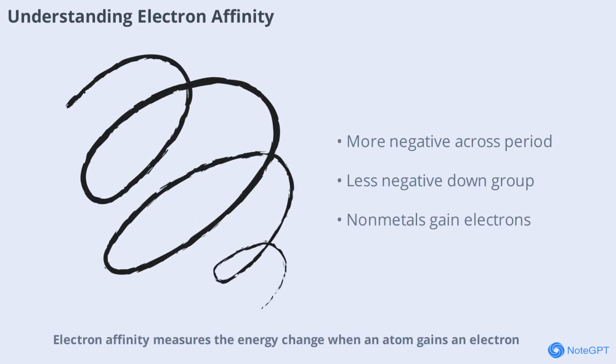Electron affinity measures the energy change when an atom gains an electron. Generally, electron affinity becomes more negative across a period, indicating a greater tendency to accept electrons. Down a group, electron affinity becomes less negative, as added electron shells reduce the attraction between the nucleus and incoming electrons. This property is particularly important for understanding the behavior of nonmetals, which often gain electrons during chemical reactions.